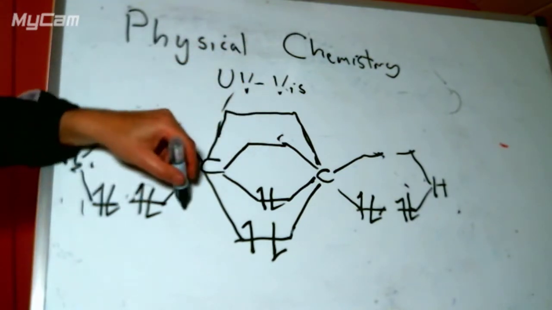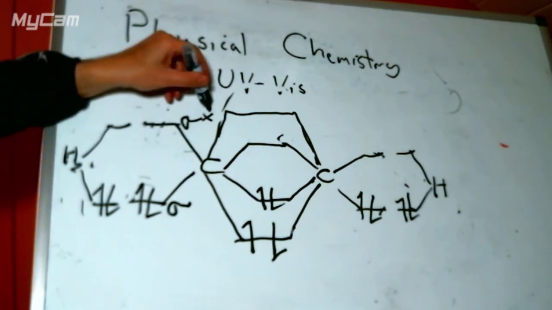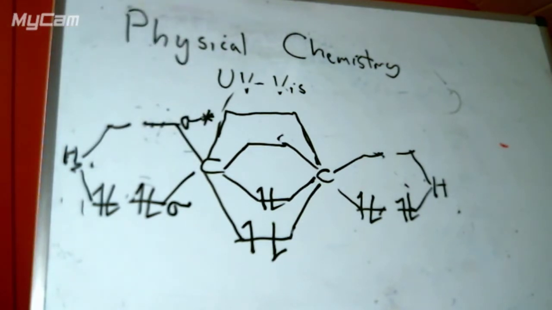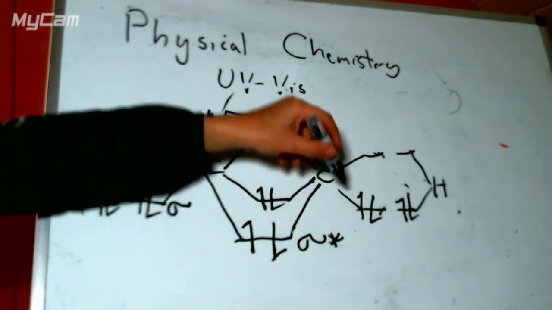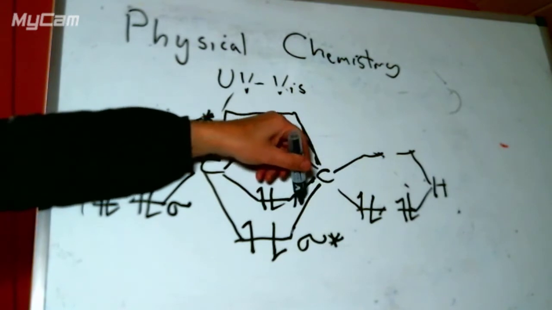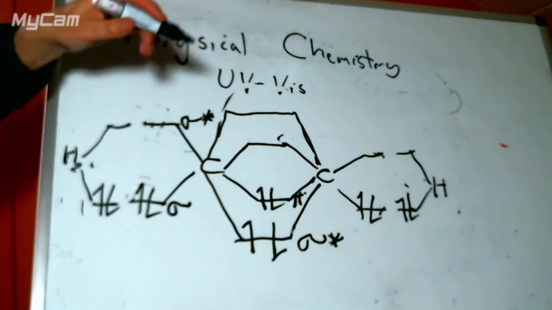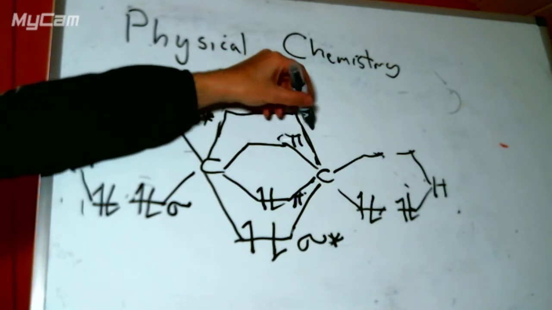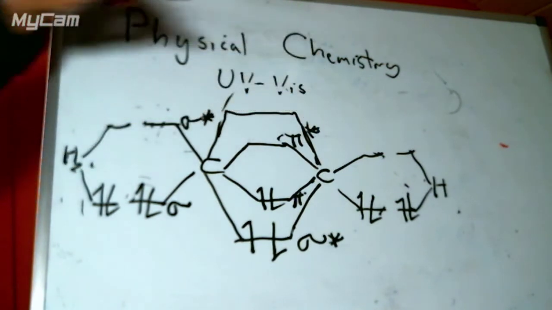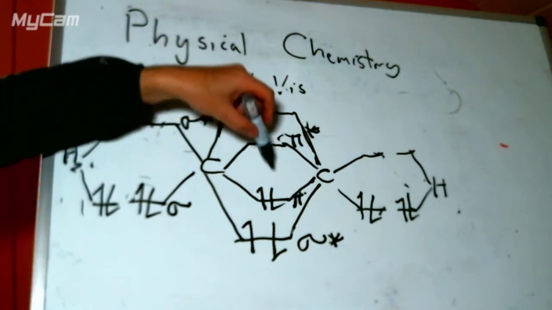So let's label these. This would be a sigma. This is a sigma star. The antibonding orbital is labeled with a star for antibonding. This is a sigma between the carbon and carbon. This is a pi orbital for a double bond. That's how we denote those. It's got slightly different geometry. We'll draw that in a moment. And this is the antibonding pi orbital. So the pi star orbital to go with the pi orbital.